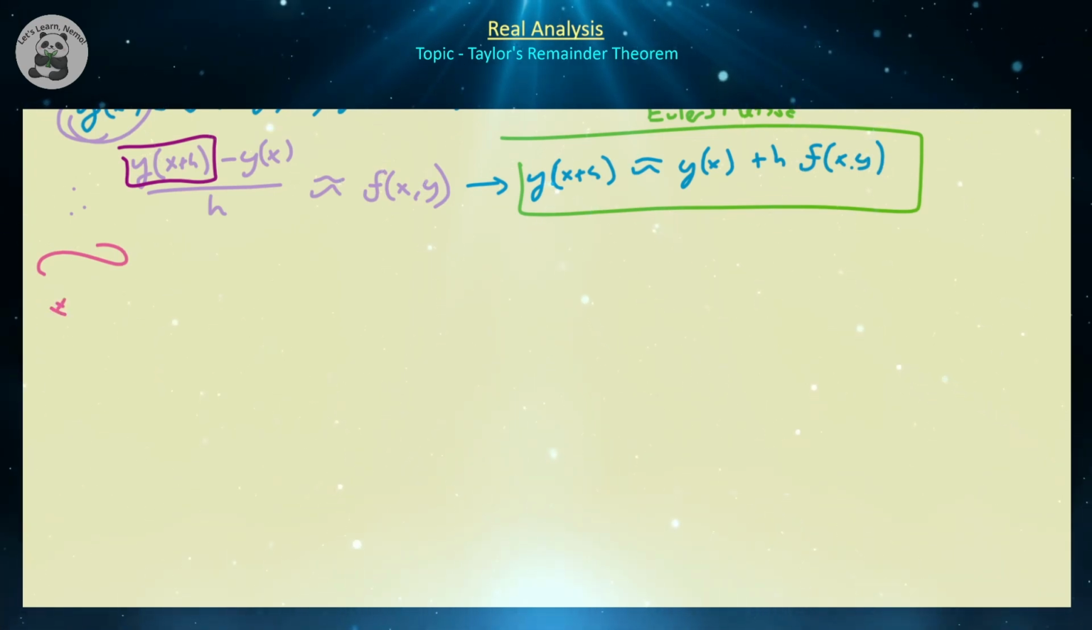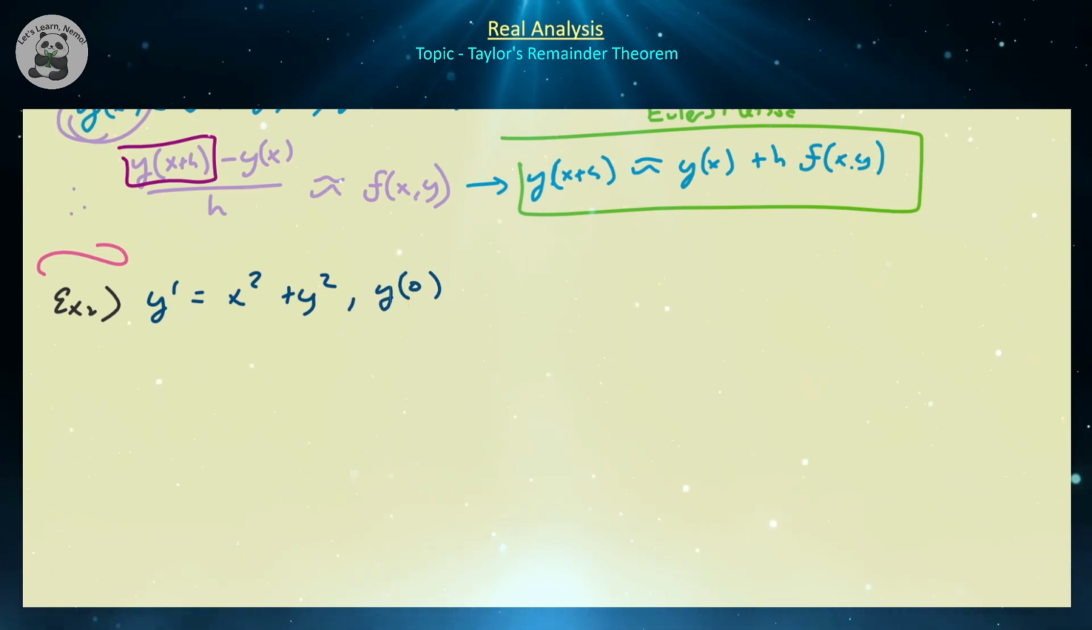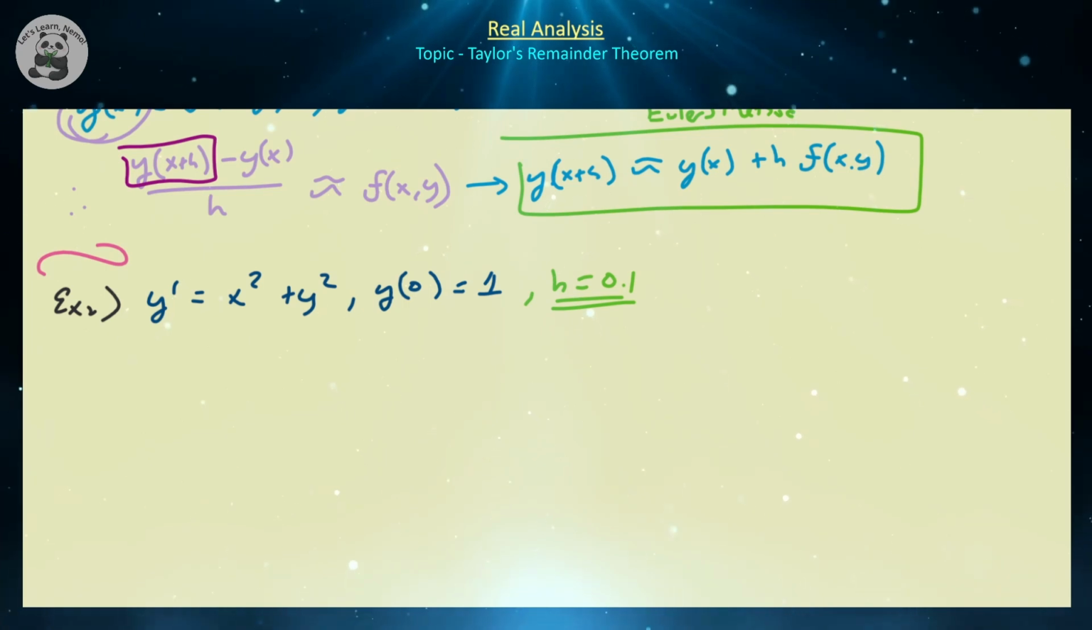before I show you how Taylor's methods or Taylor series can help us improve the accuracy of Euler's method. So let's assume that we have the differential equation y prime is equal to x squared plus y squared, and let's assume that we have the initial condition y of 0 is equal to 1. Some of you might recognize this differential equation as a Riccati equation or a reduced Riccati equation. And let's assume that we want to use the step size h equal to 0.1. So not too small, but also not too large.